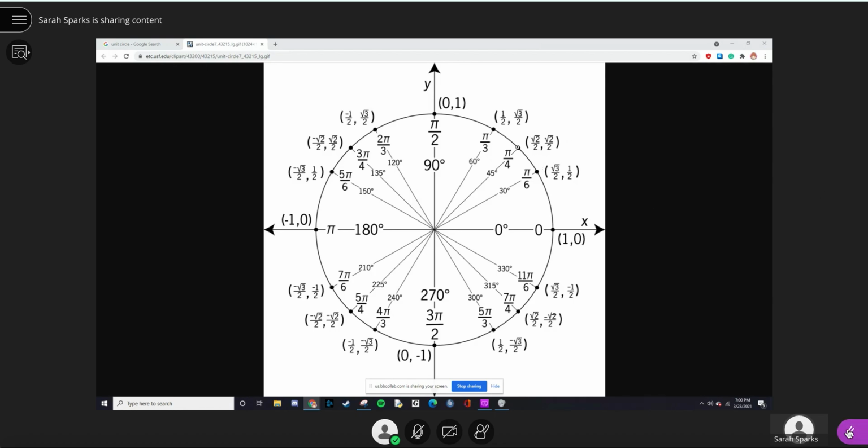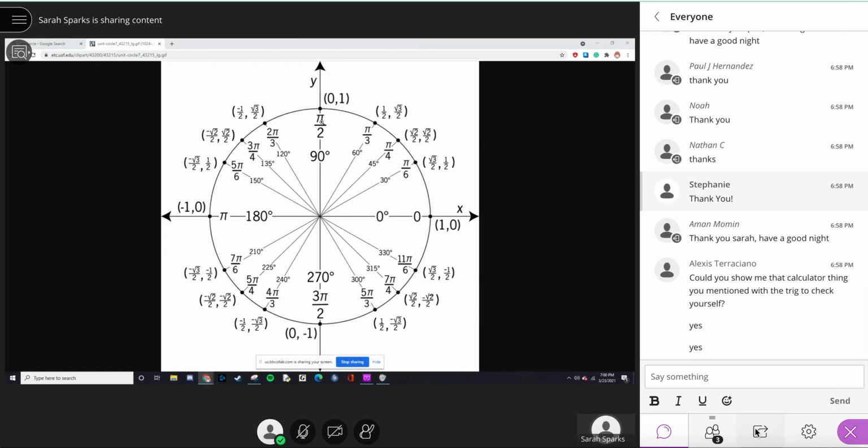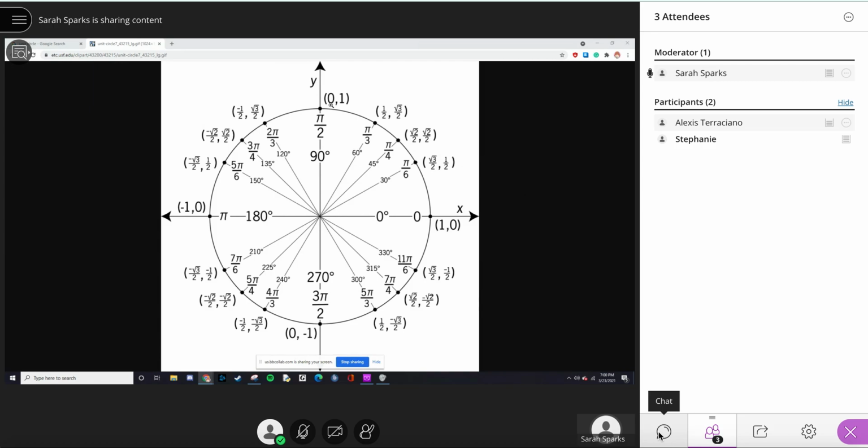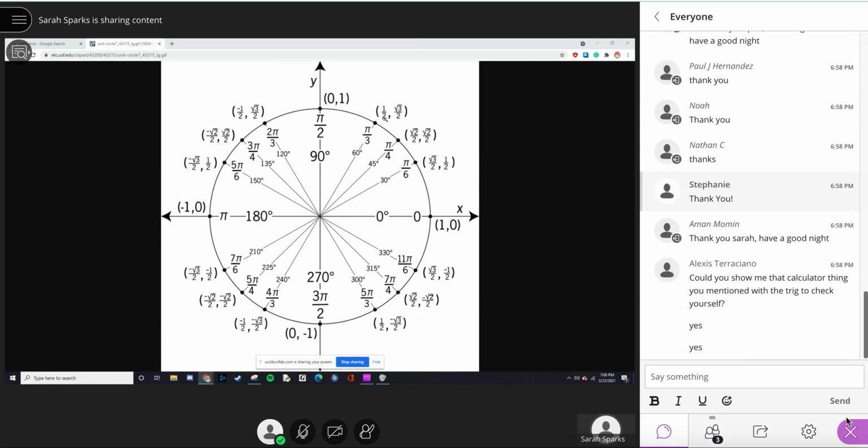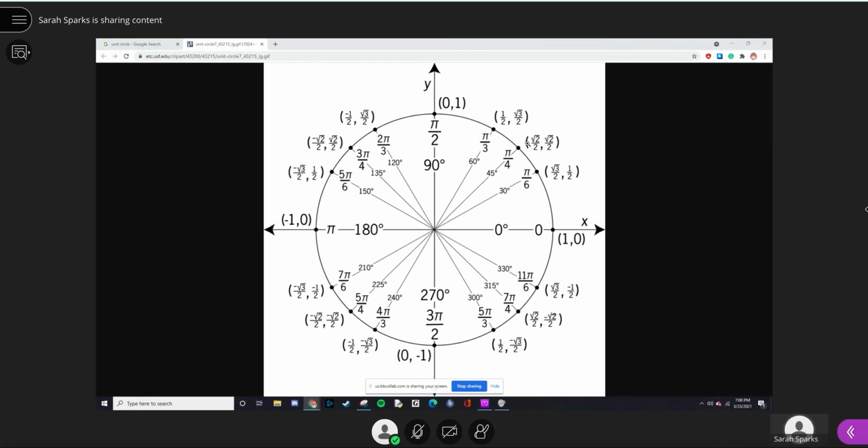Right here, there's only so many values that exist in those parentheses. There's 0, 1, 1/2, square root 3 over 2, and square root 2 over 2. And then obviously the negative and positive of those values. So you know, okay, it's going to be one of those values.